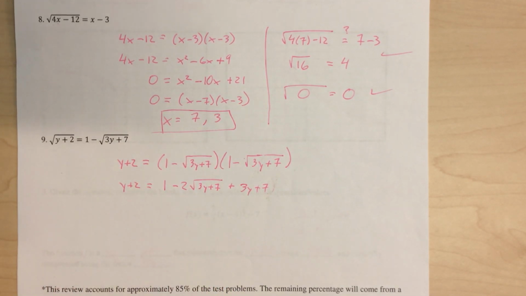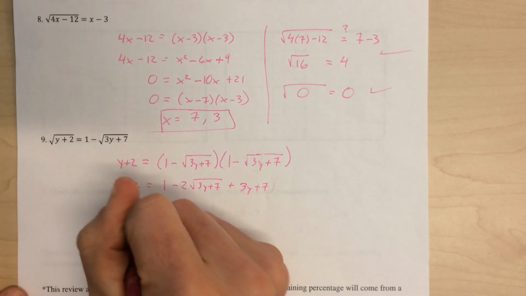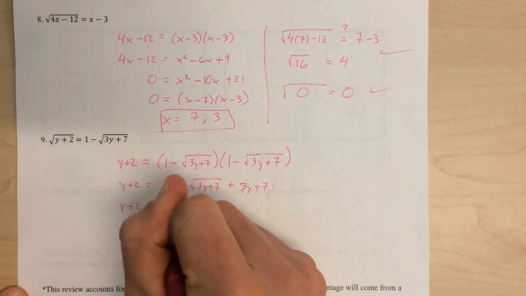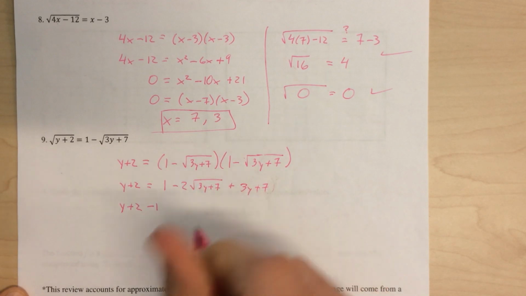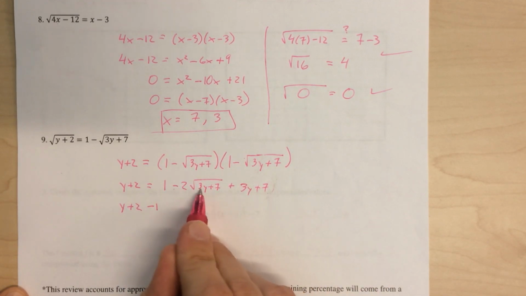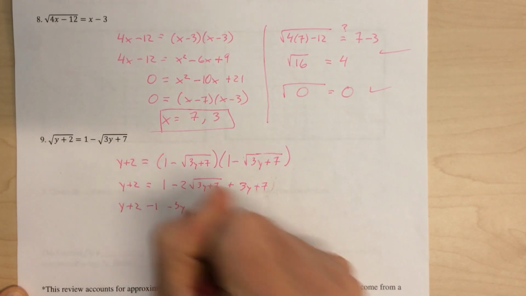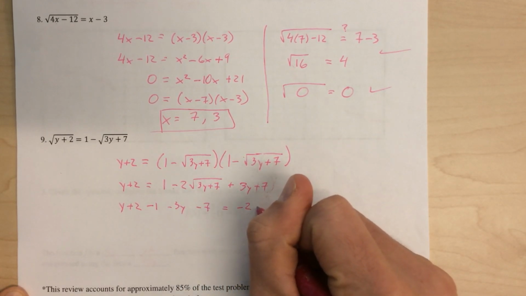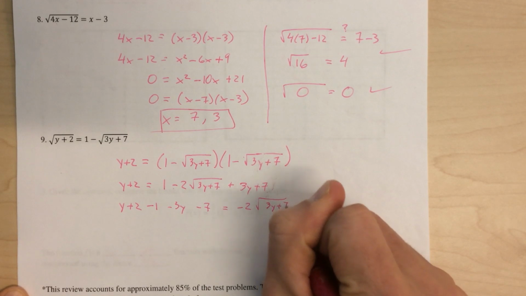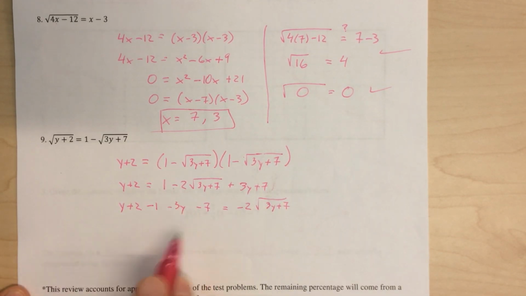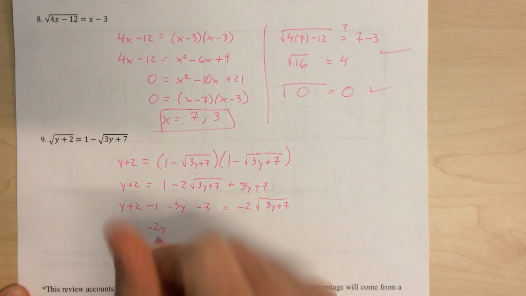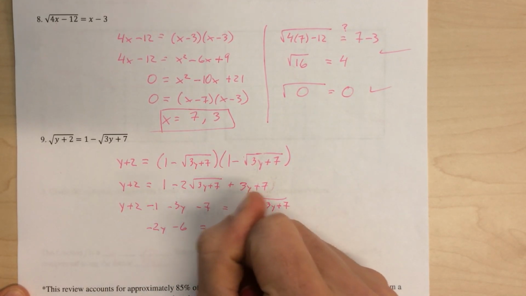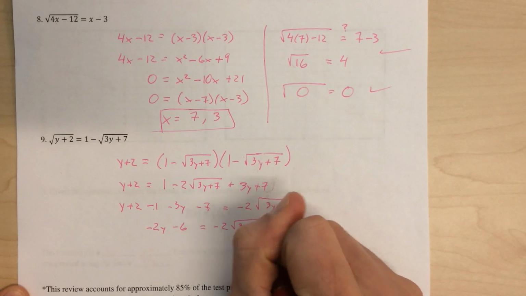From this point, get everything away from the radical. Okay, so I got the y plus 2. I'm just going to go ahead and subtract the 1 to the other side. Don't do anything with this because it's attached to your radical. We're going to subtract the 3y. We're going to subtract the 7, and then all you'll have left on this side is your radical. Now, clean all that up. You get negative 2y, negative 8, so negative 6 is equal to negative 2 times your radical stuff.